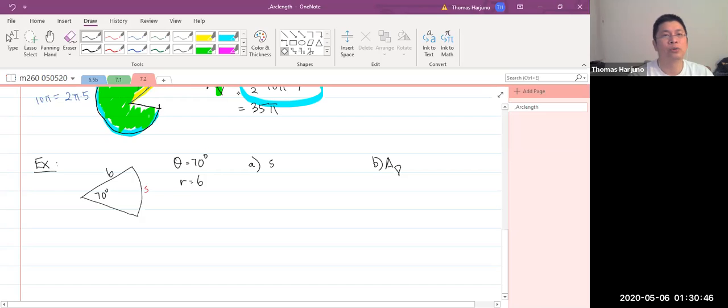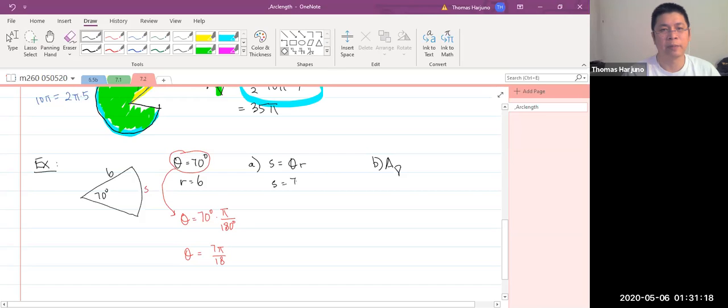The first thing we need to do is convert this into radians first. Okay, never attack that in degrees. So theta equals 70 degrees times pi over 180 degrees. That's 7 pi over 18. Now then, when I apply that to the arc length, that will be theta r. 7 pi over 18 times 6. So that would be 7 pi over 3.